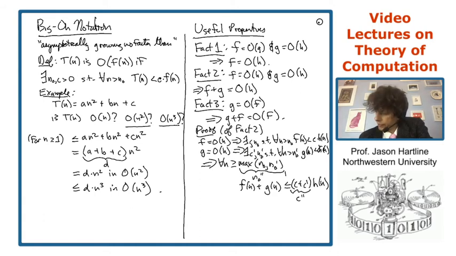And so we can conclude that for all n greater than or equal to n naught double prime, f of n plus g of n is at most c double prime h of n, which is the definition of big O. And so we can say that f plus g is O of h. And that concludes the proof of this fact.